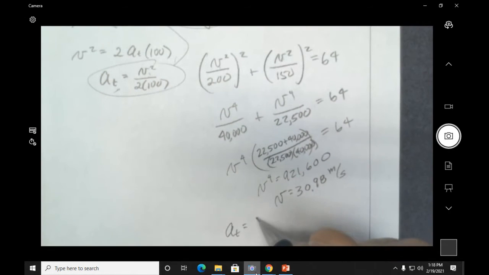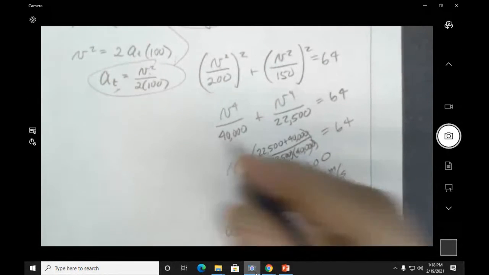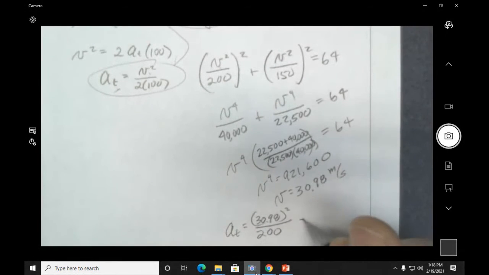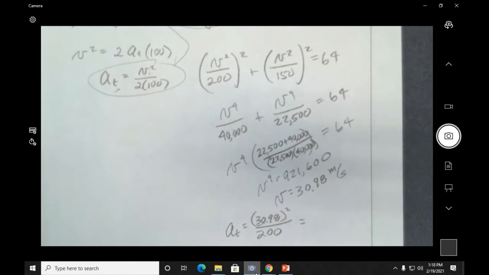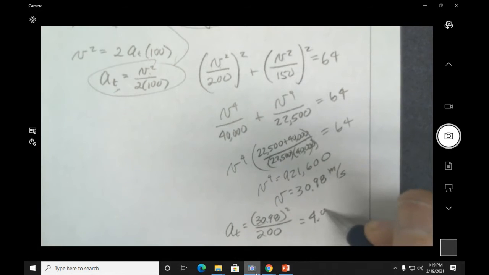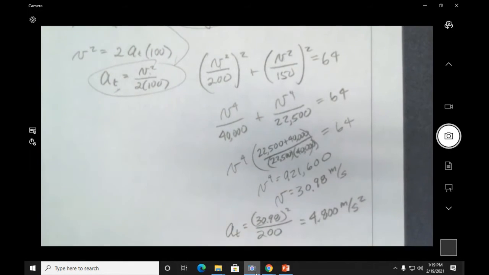So my a_t is going to be 30.98 squared divided by 200. So square that, divide by 200. And I get 4.800 meters per second squared, which is what we were told, yay, was the intended solution.